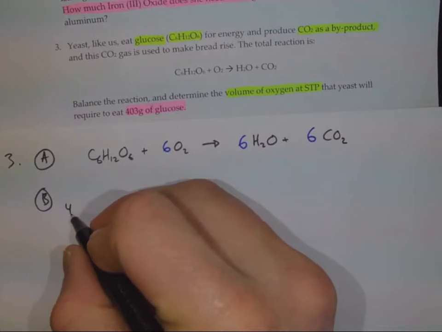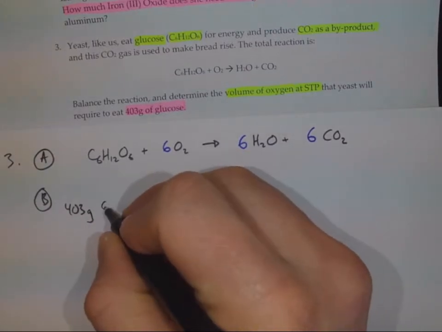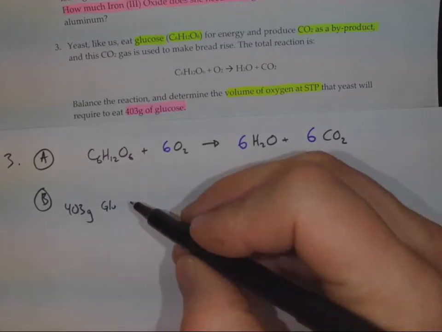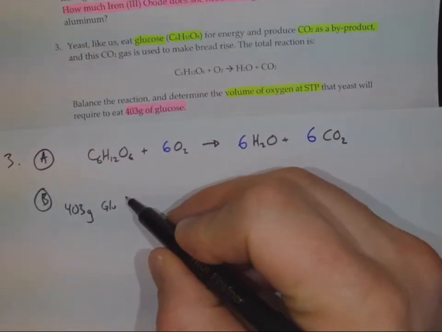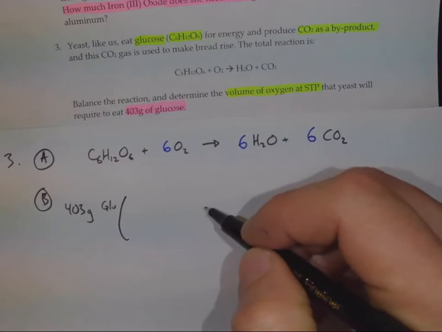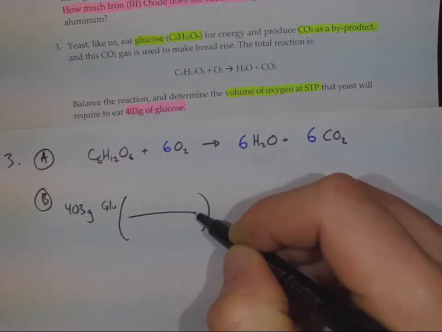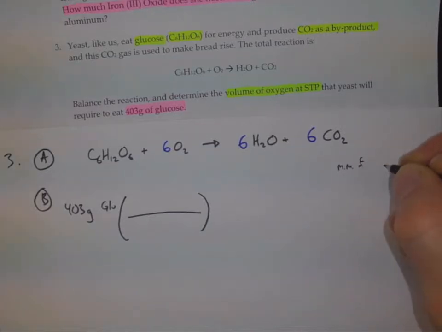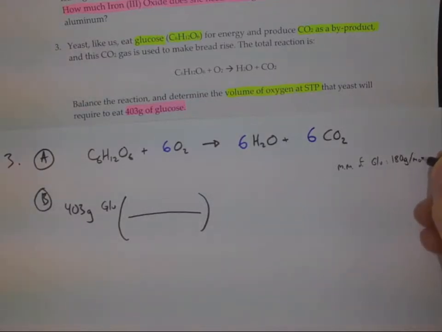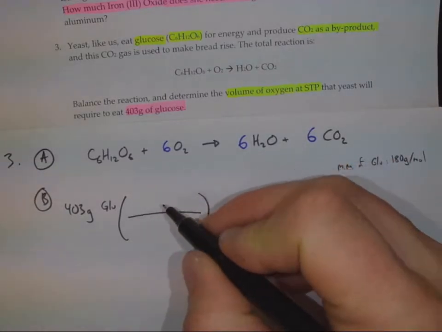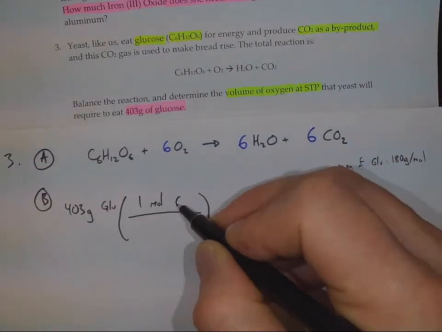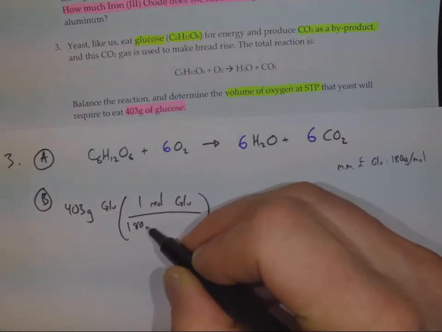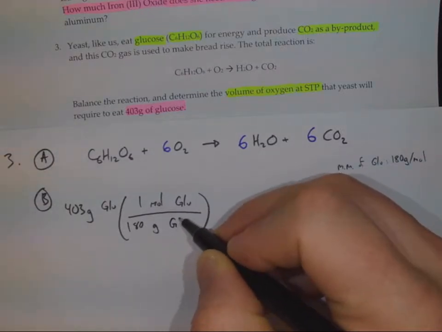Next step is we're going to convert. We're going to start with 403 grams of glucose, and we're just going to write "glu" like that, rather than write out the chemical formula every time. I need to take this to the mole bridge, so I need to convert this into a number of moles. The molar mass of glucose is 180 grams per mole. You can find that on your own to confirm it. 1 mole of glucose is equal to 180 grams of glucose.